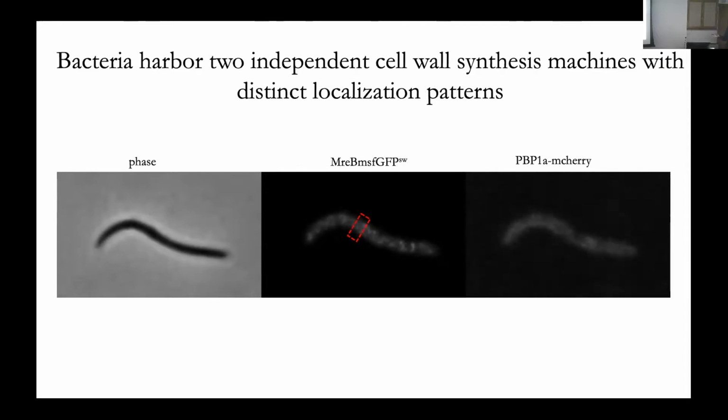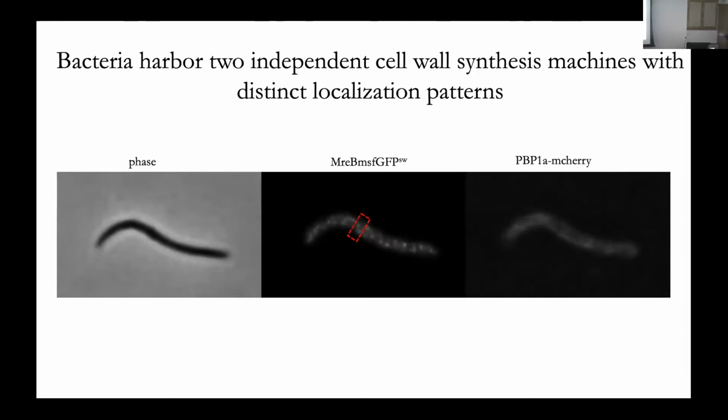It's a bit like a tabloid newspaper. I'm telling you what you're supposed to see here, right? You're supposed to see rotation, but this has actually all been quantified and it checks out. This is actually rotational movement around the cell. If you look at PBP1A-mCherry, obviously an aPBP, there's no particular pattern to this. So basically, these just diffuse around in the cell.